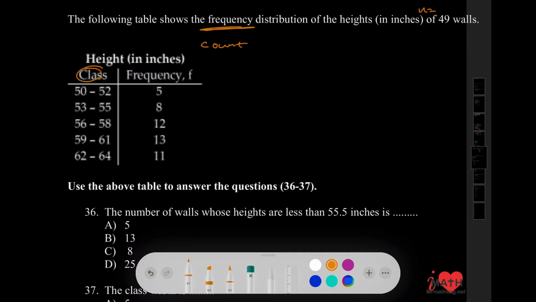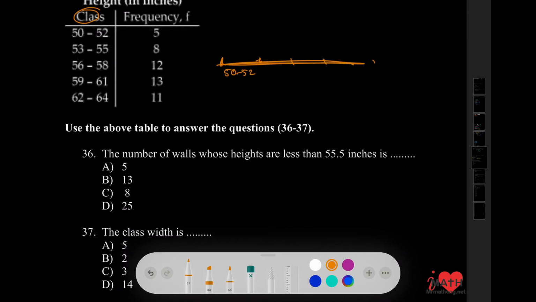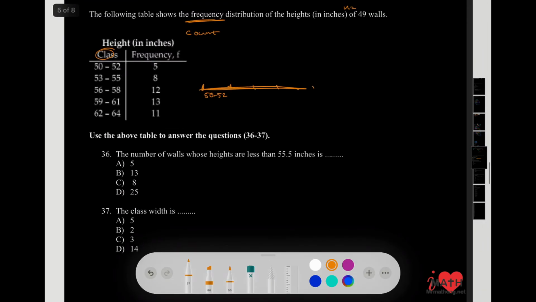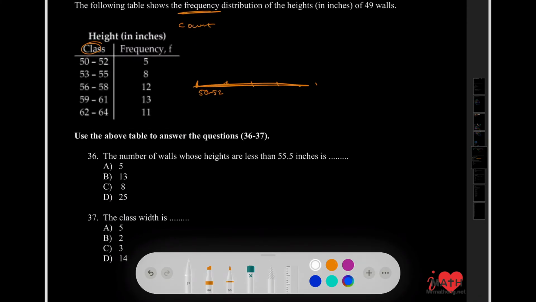So remember, the classes are what goes in these bins. So this is between 50 and 52, something like this, okay? And I don't think we're asked to create one, but I'm just trying to give you a visual of, you know, you do histograms, right? Something like that.